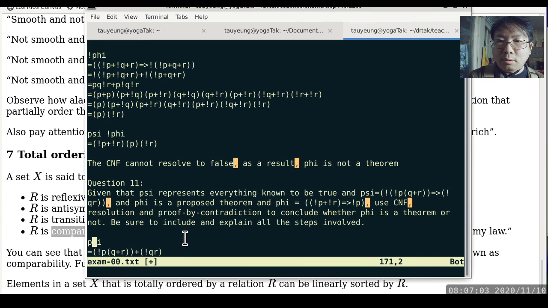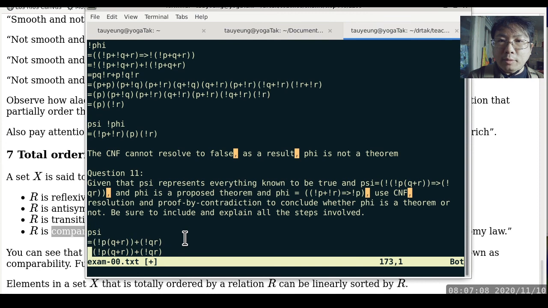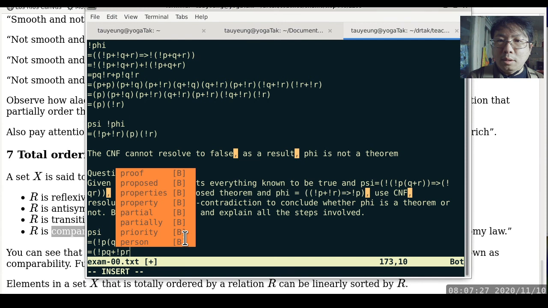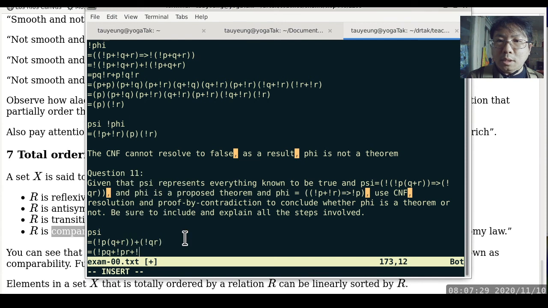All right, so that looks a little bit better, and now we can apply, let's see, distribution seems to make sense, right? So there we go, we apply distribution, and we have not P Q or not PR or not QR. Let me check. Yep, okay.